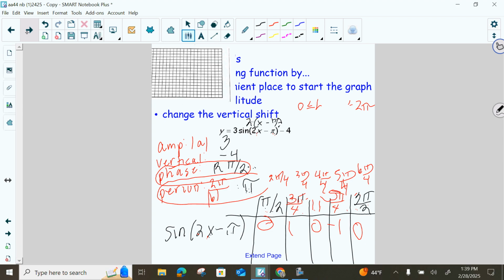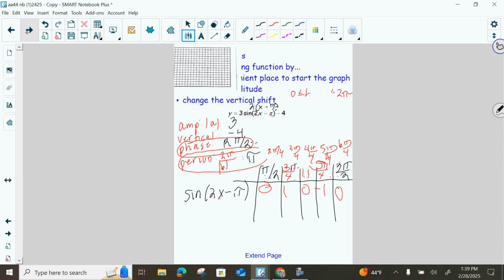But again, I like having you guys do that. So you're like, oh yeah, those are the points that we just got, right? Because all we did is move it left and right, and either stretched or shrunk it horizontally.